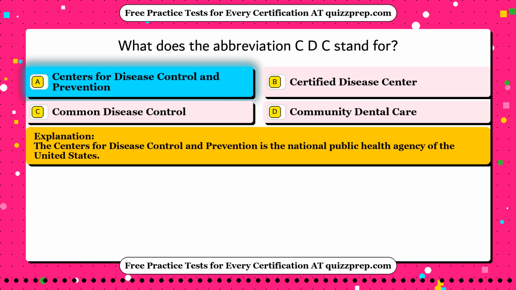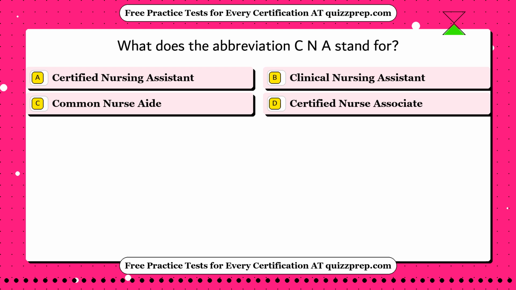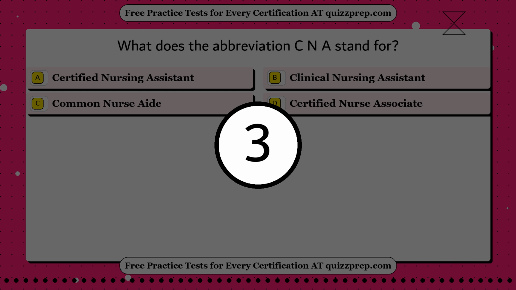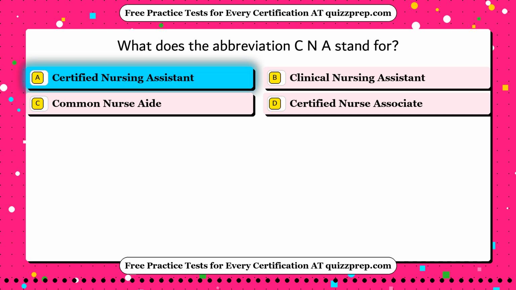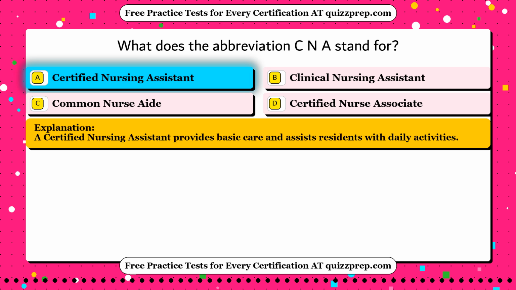Question 26. What does the abbreviation CNA stand for? Option A, certified nursing assistant. Option B, clinical nursing assistant. Option C, common nurse aide. Option D, certified nurse associate. The correct answer is option A, certified nursing assistant. A certified nursing assistant provides basic care and assists residents with daily activities.